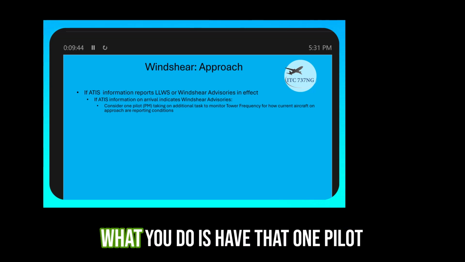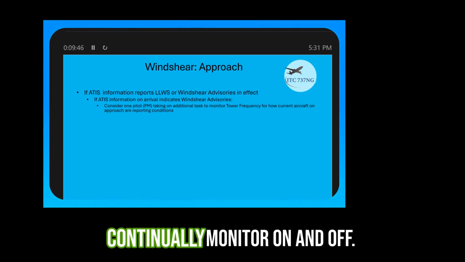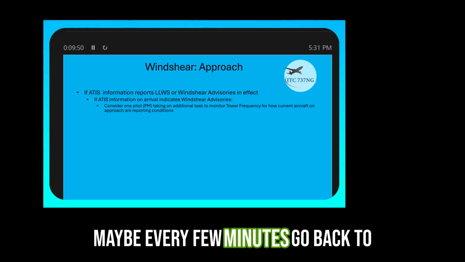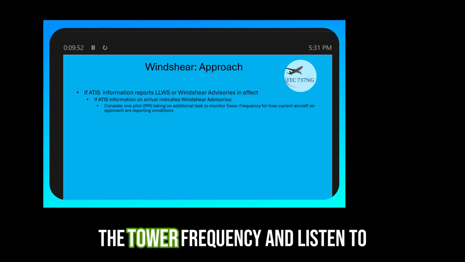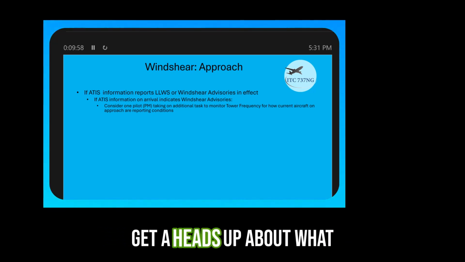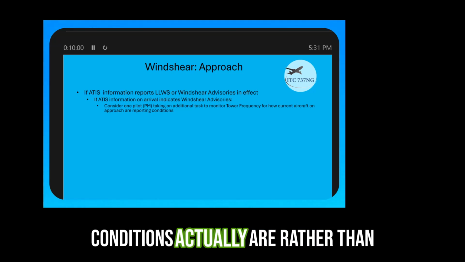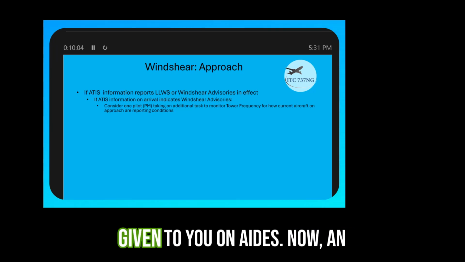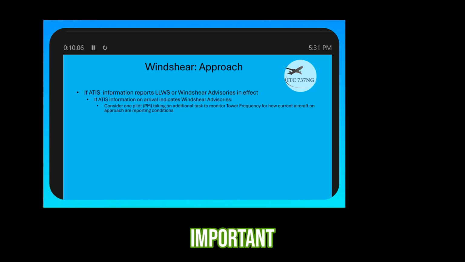But I would suggest that what you do is have that one pilot continually monitor on and off. Maybe every few minutes go back to the tower frequency and listen to what's going on. It's a good way to get a heads up about what conditions actually are, rather than the general information that was given to you on ATIS.